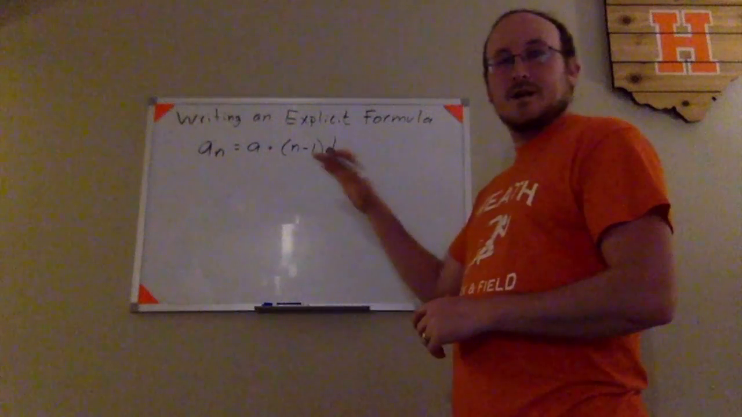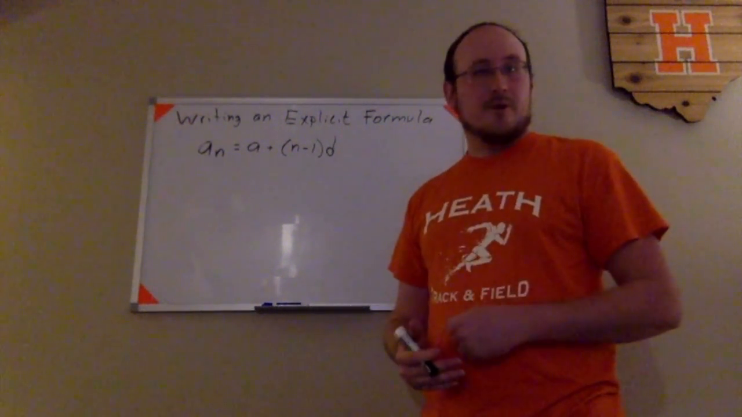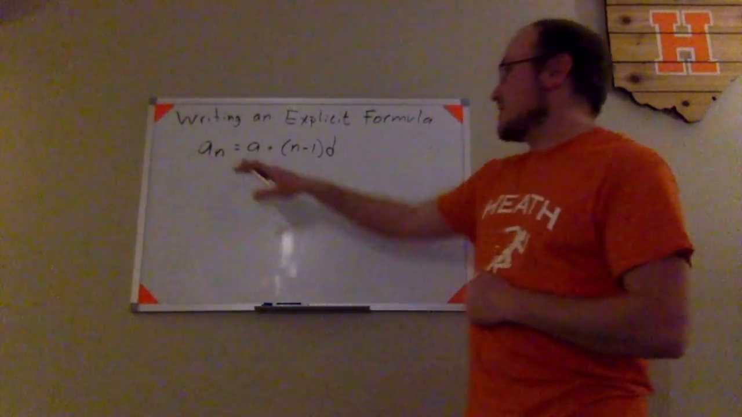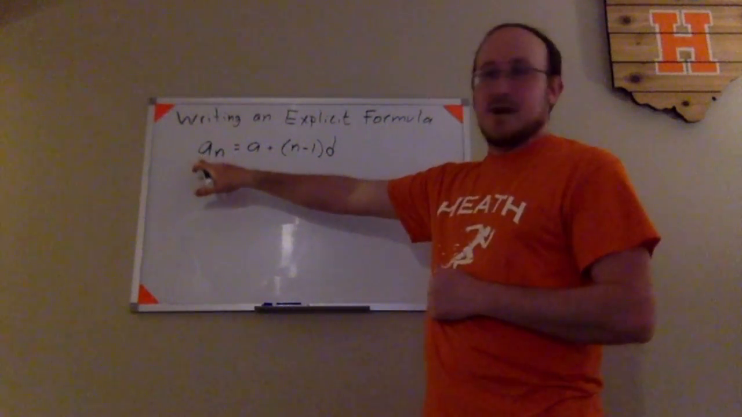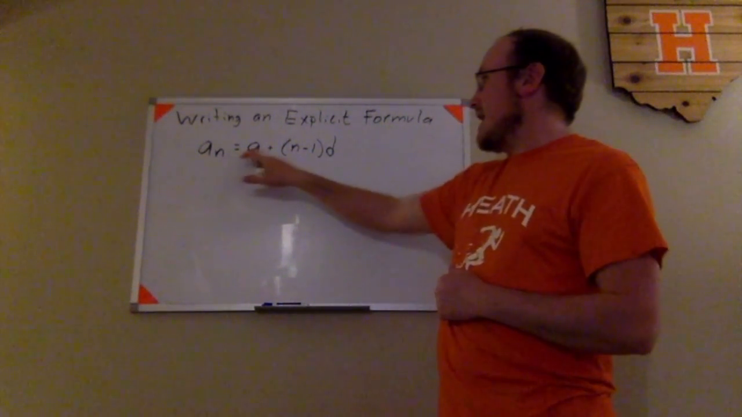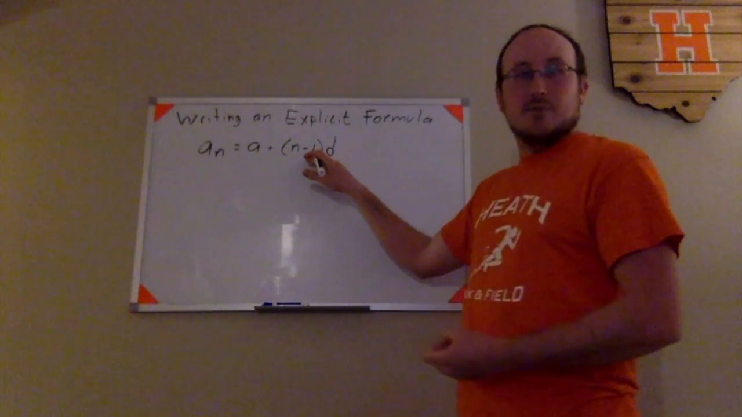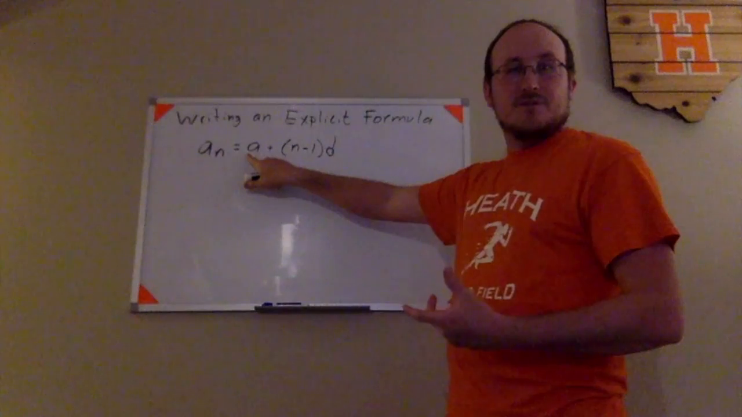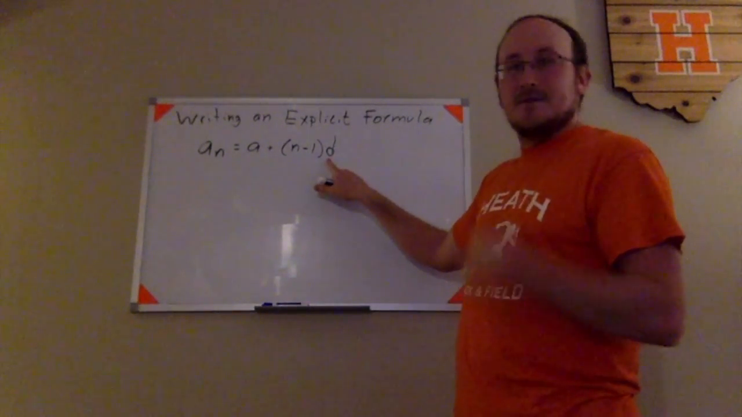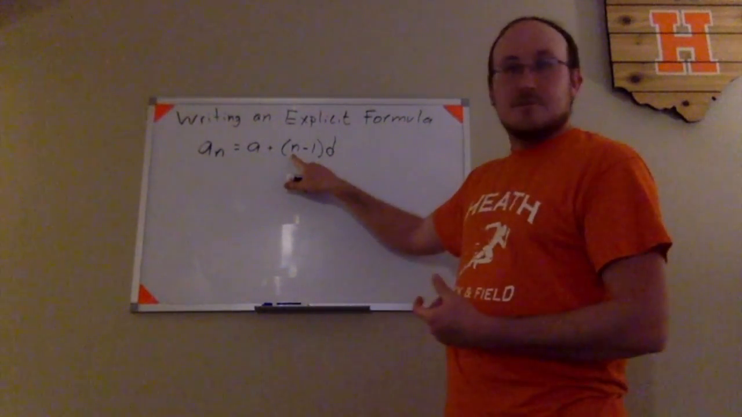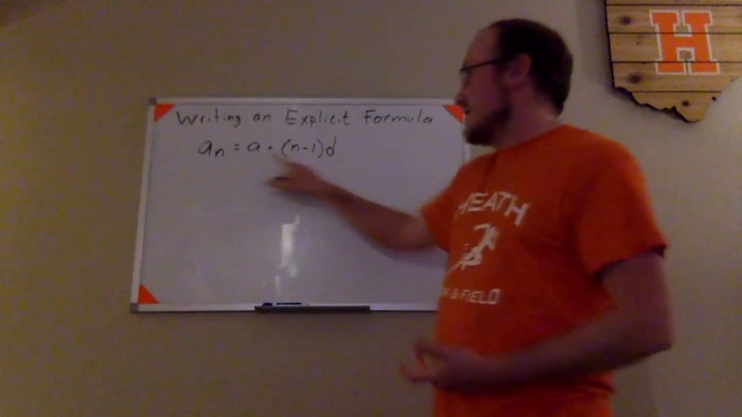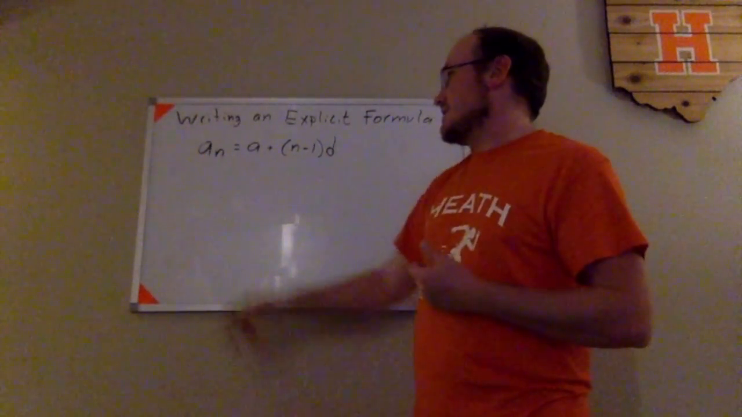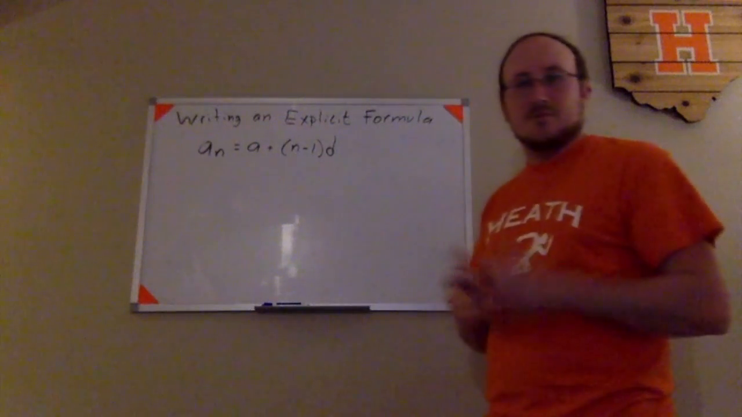Look now at how to write an explicit formula for the nth term of an arithmetic sequence. We're going to start off with this formula here, where a sub n is equal to a plus the quantity n minus 1 multiplied by d, where a is the first term of the sequence, d is the common difference of the sequence, n is representing the term number of the sequence, and this a sub n is just the actual value of that term.